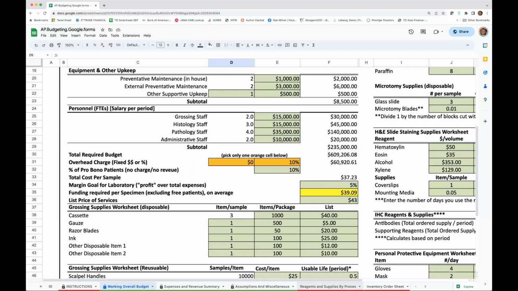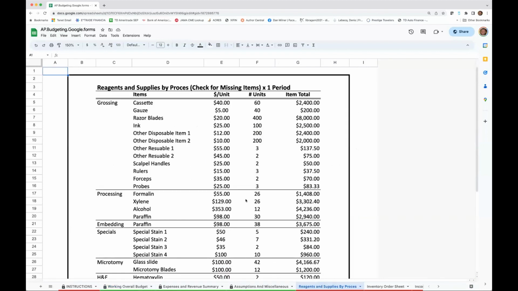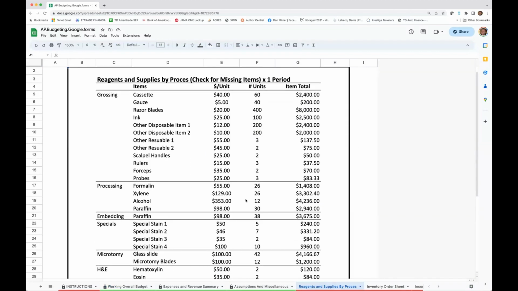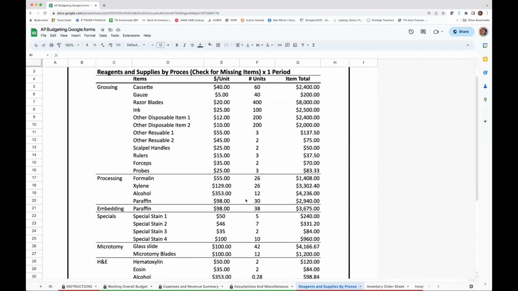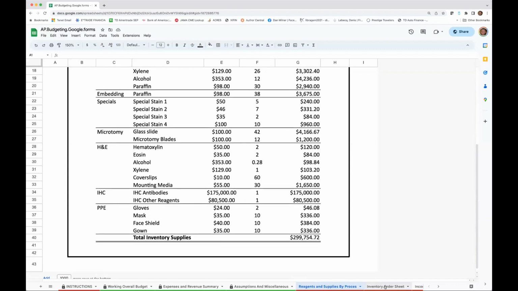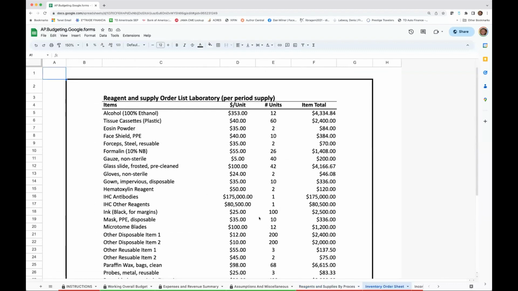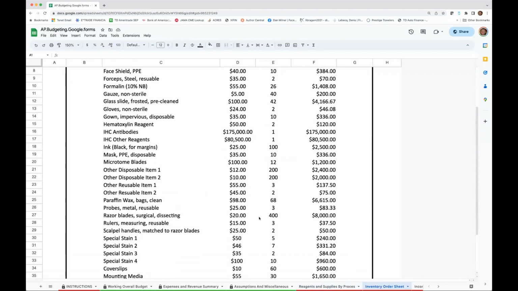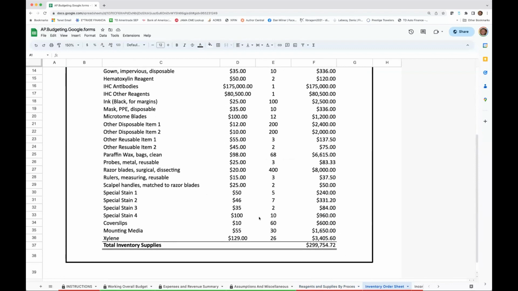So I just want to show you 3 other quick things. This model will automatically give you a reagent and supply list by process. So you can check for missing items times 1 year. So it tells you what you need for each process. And it will also give you an inventory order sheet to say, this is what you need to pay for and order for this particular year.